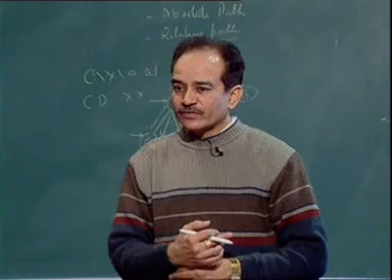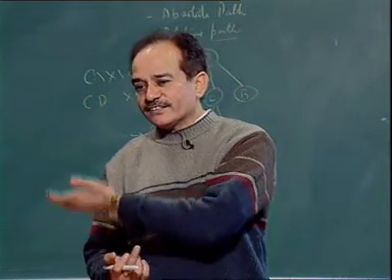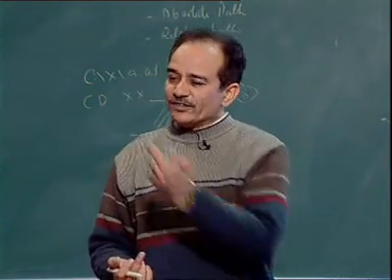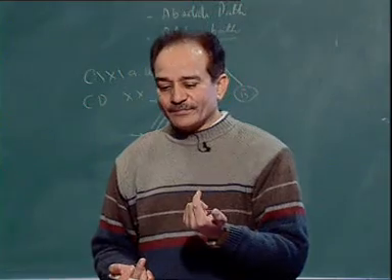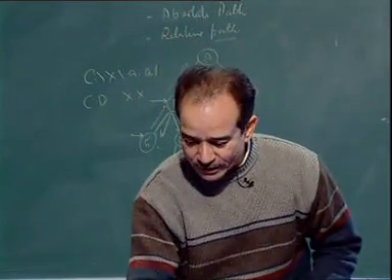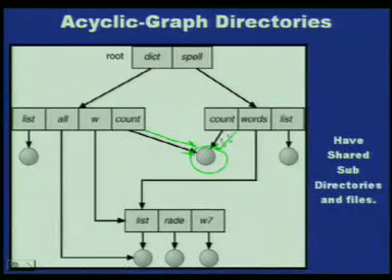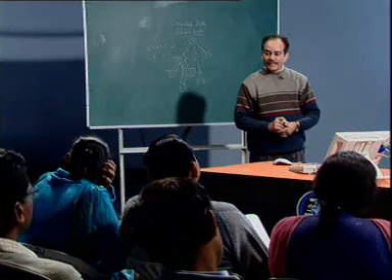And less memory space is also required, obviously, because once it is only a link which we are creating, other data is not copied. It is only one link which has been built up there, just like this. Maybe this particular file is there, and there are 2 links involved over there. So, this is what we call an acyclic graph directory.